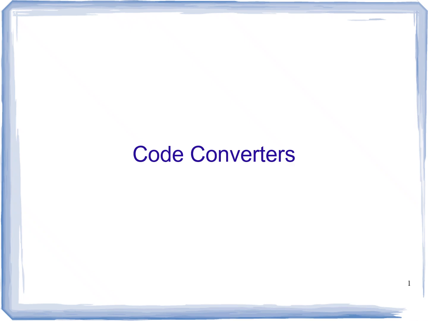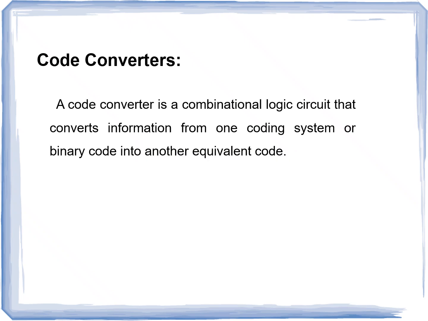Hi everyone. Now we are going to see about code converters. What is meant by code converters? A code converter is a combinational circuit which is used to convert one coding system into another coding system. For example, if we are going to convert a binary value into an octal value, we use code converters. So one binary code value is converted into another equivalent code value by using the code converters.